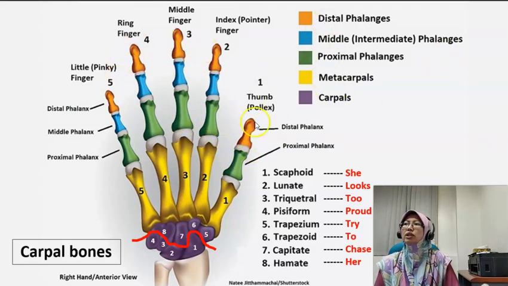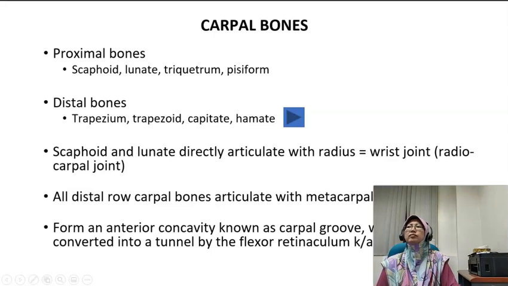The one that you need to remember is the thumb, because the thumb only has proximal and distal phalanx. Tak ada middle phalanx as compared to the medial 4 digit ni. Okay. The carpal bone, ini pun I've mentioned previously, yang proximal bone, distal bone.